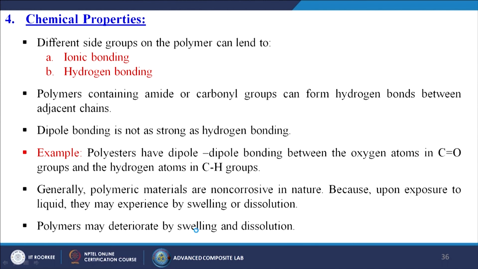So, polymers containing amide or carbonyl groups can form hydrogen bonds between adjacent chains. Dipole bonding is not as strong as hydrogen bonding. Examples like polyesters have dipole bonding between the oxygen atoms in C=O groups and the hydrogen atoms in CH groups. Generally, polymeric materials are non-corrosive in nature because upon exposure to liquid they may experience swelling or maybe dissolution. Polymers may deteriorate by swelling and dissolution, which is another property of polymers.